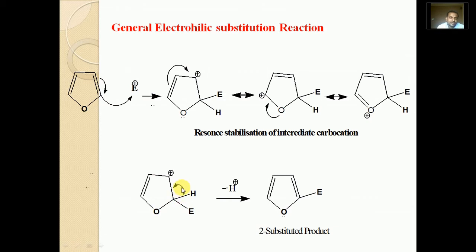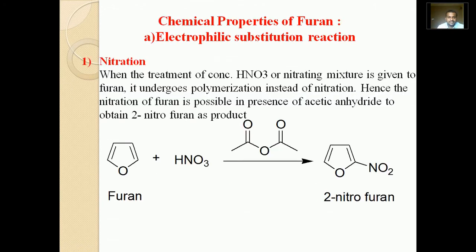This pair of electrons will shift towards the carbocation. This carbocation gains electrons and becomes neutral. In this way, a 2-substituted product is formed. This is the general electrophilic substitution reaction of furan. Now we'll see some of the electrophilic substitution reactions, that is, nitration.